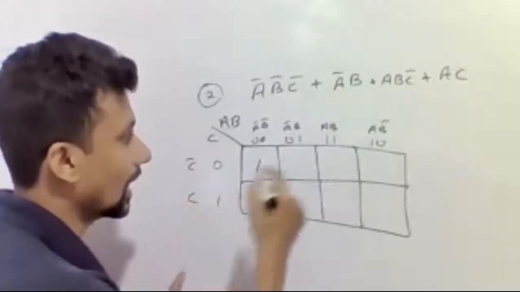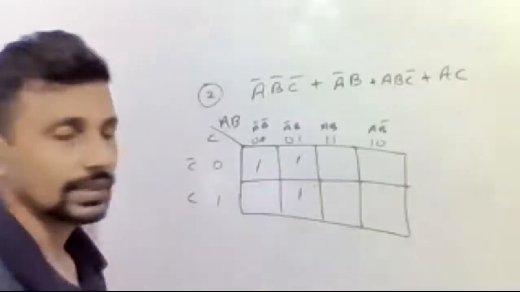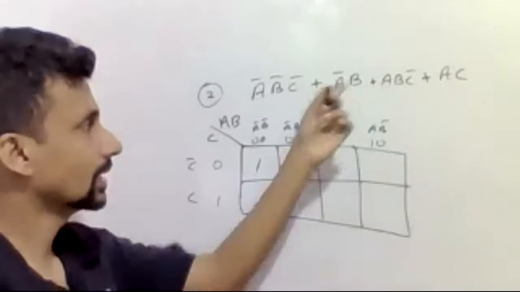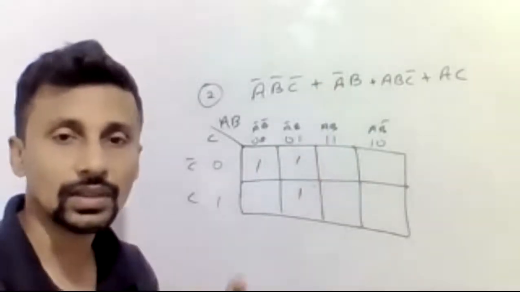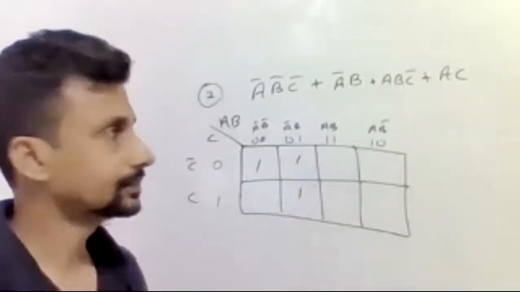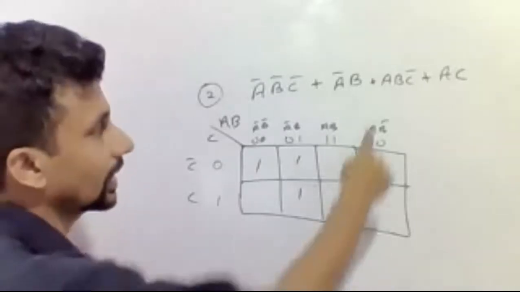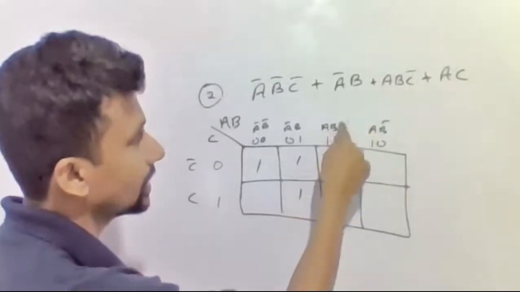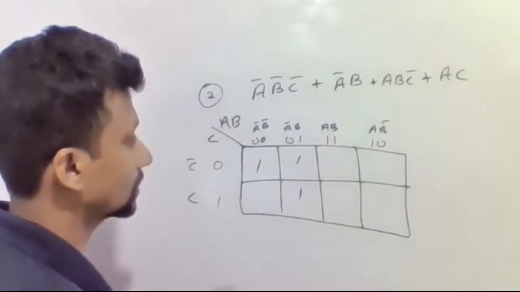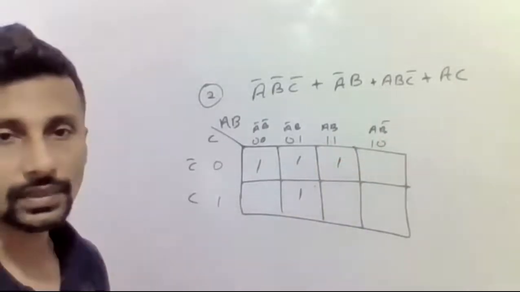Everywhere A dash B appears, we put 1, without worrying about C. Next one A B C dash. A B is here, C dash is here. So I'll put 1 here. Right?